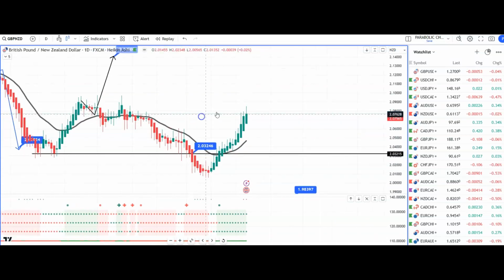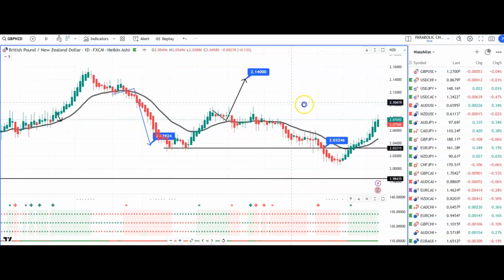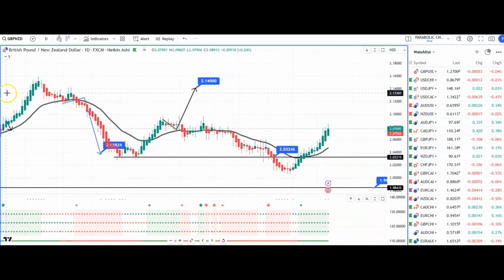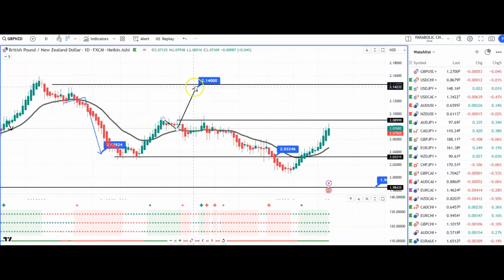This is the Pound New Zealand. Don't like this trade. I don't like Pound New Zealand. Never have. But some people trade it. So we can quickly calculate that the target there and the target there is going up to there. If that holds, then that's fine.